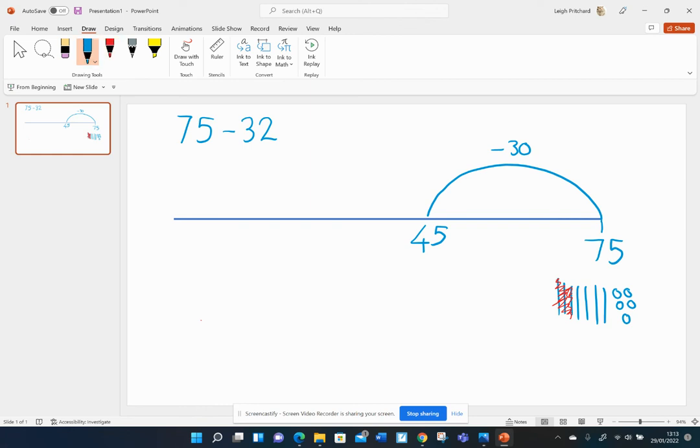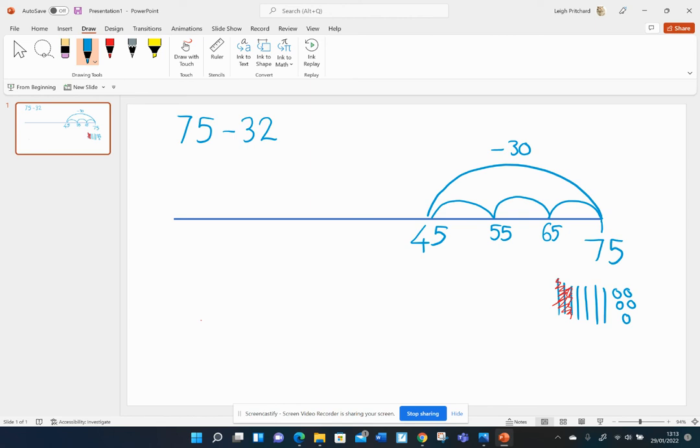And of course, if children were a little bit unsure, they could count back in tens and go 75, 65, 55, and 45. But what we're aiming for is to hope that children can see the pattern that 7 take away 3 is 4, so 70 take away 30 would be 40, and 75 take away 30 would therefore be 45.